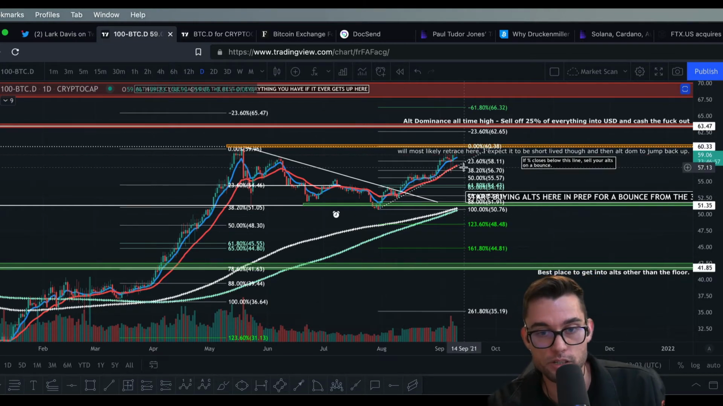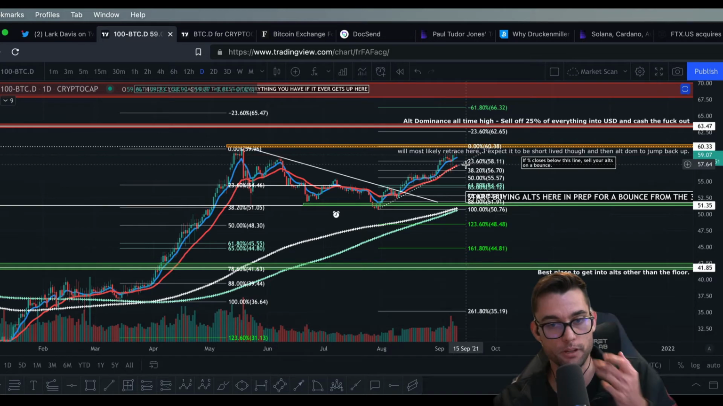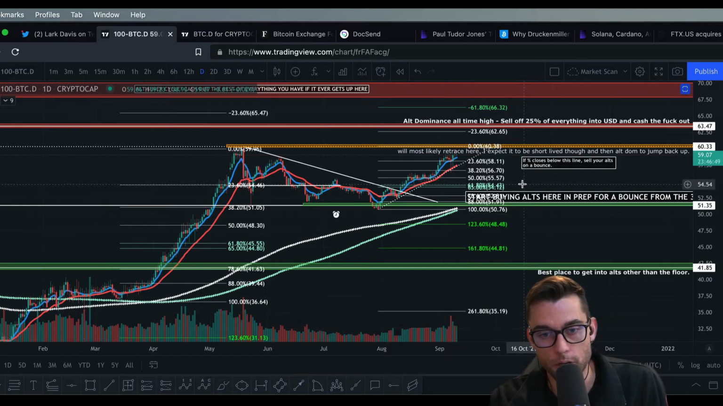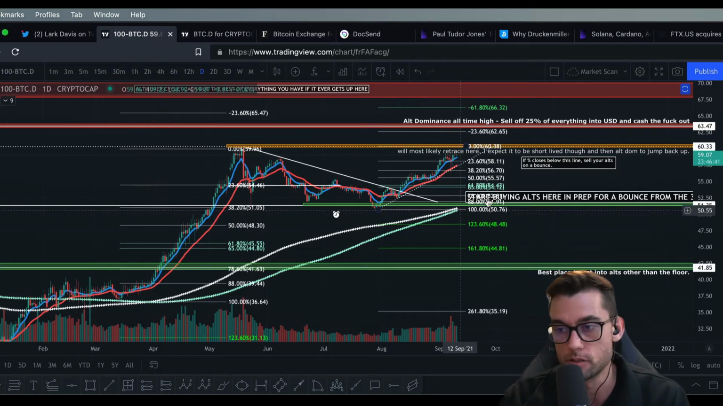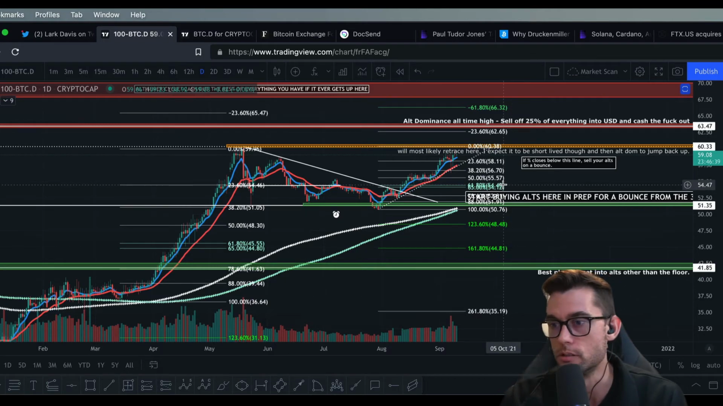If it breaks down and breaks through the support, I'll wait for a bounce in my alts, and then I'll get out, because you don't really know. It could probably come all the way down here to the 61.8 if that's the case, or even to the moving averages if that's the case. So that's just one other thing that I wanted to mention.